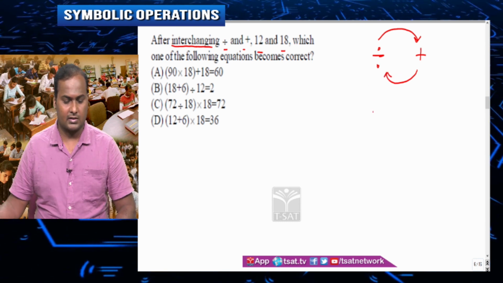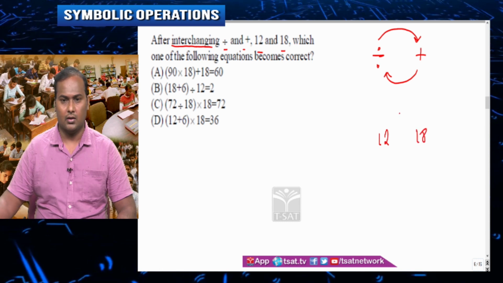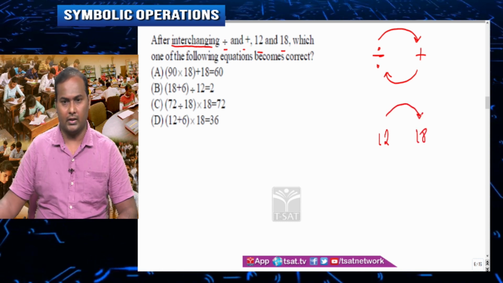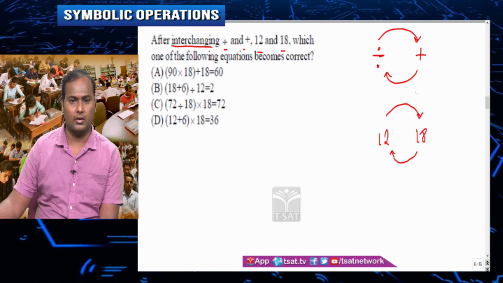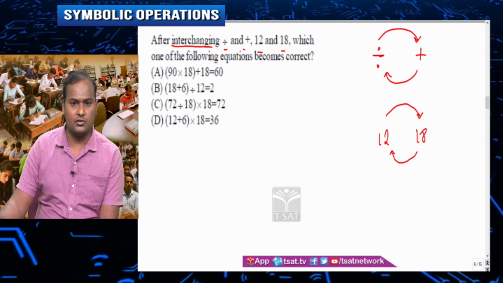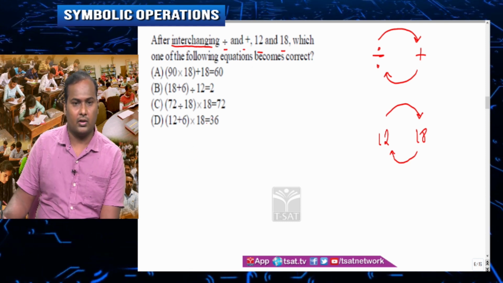In the same way, it asks to interchange between 12 and 18. Wherever you see 12, you have to put 18. Wherever you see 18, you have to put 12 and go for calculation. Again, it's time consuming. Mainly this type of question is given to check the calculation ability of the student.